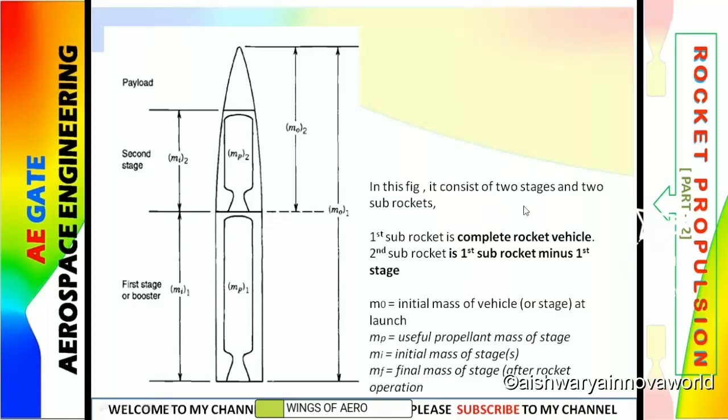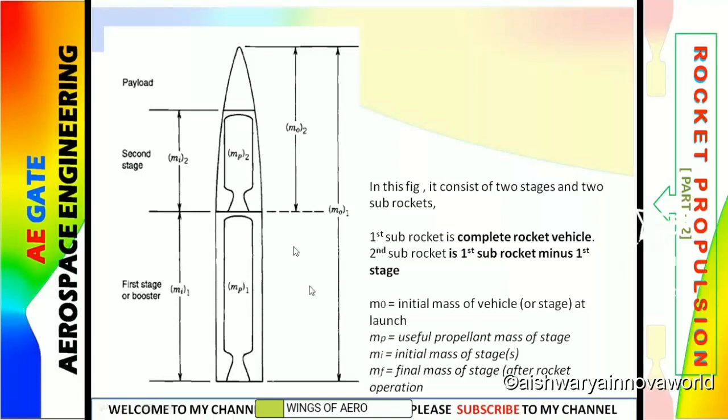Now what is meant by sub-rocket? This is one sub-rocket, when it consists of the entire system. When this part, stage 1, ejects out, the remaining part, the second stage and the payload, is called the second sub-rocket. So I have explained here that the first sub-rocket is the complete rocket vehicle, and the second sub-rocket is the first sub-rocket minus the first stage. That is, the entire one minus this one, so you get the remaining, which is the second sub-rocket.